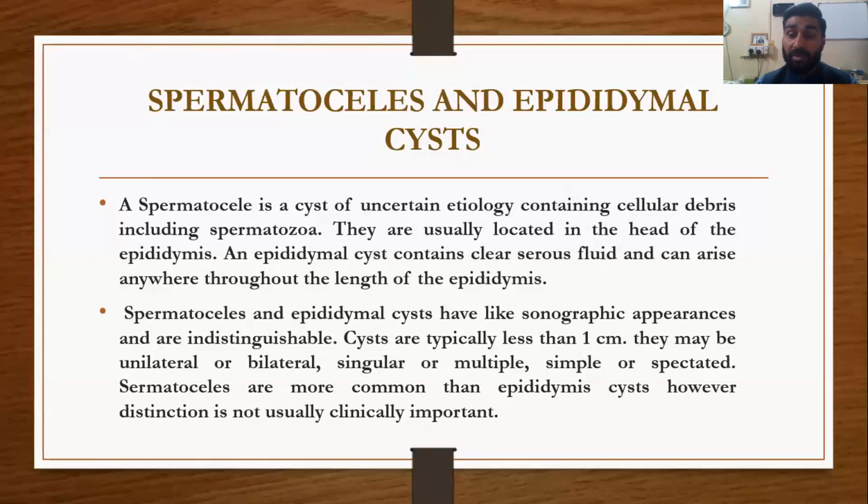Cysts are typically less than 1 centimeter, whereas spermatoceles are comparatively larger than the epididymal cysts. They may be unilateral or bilateral, singular or multiple, simple or septated. Spermatoceles are more common than epididymal cysts. However, the distinction is not usually clinically important.